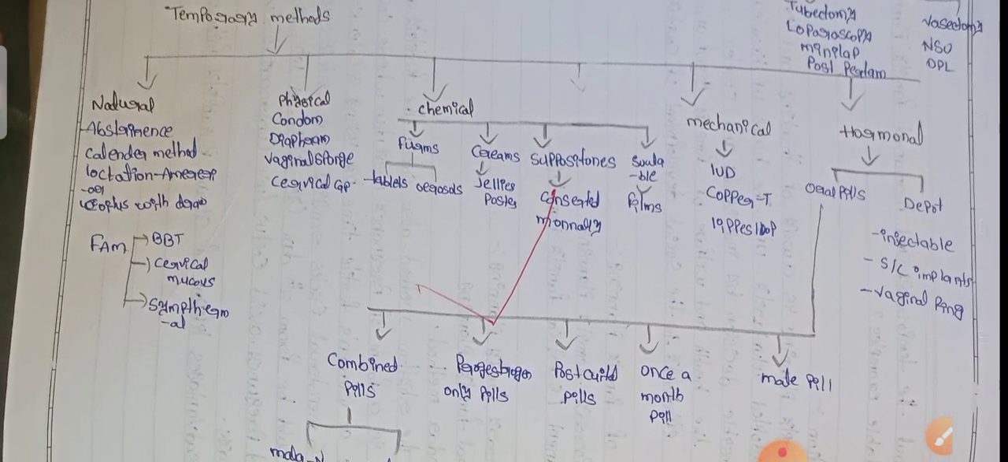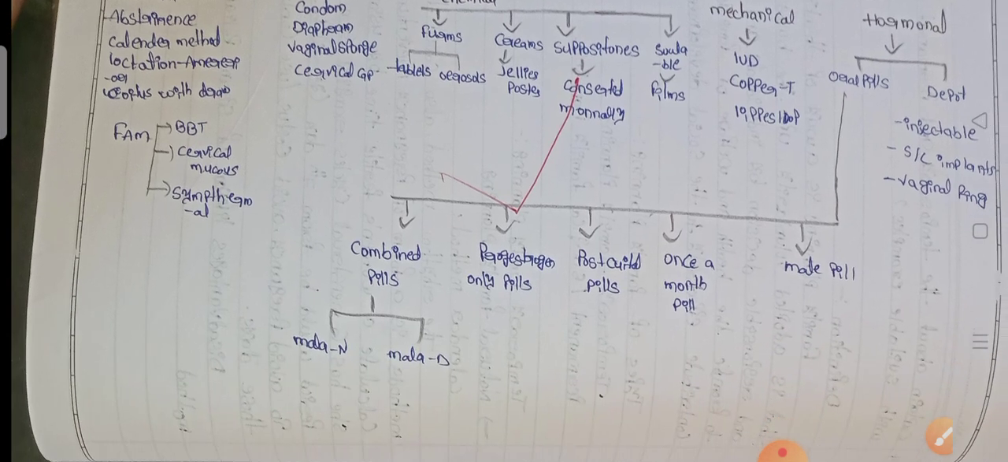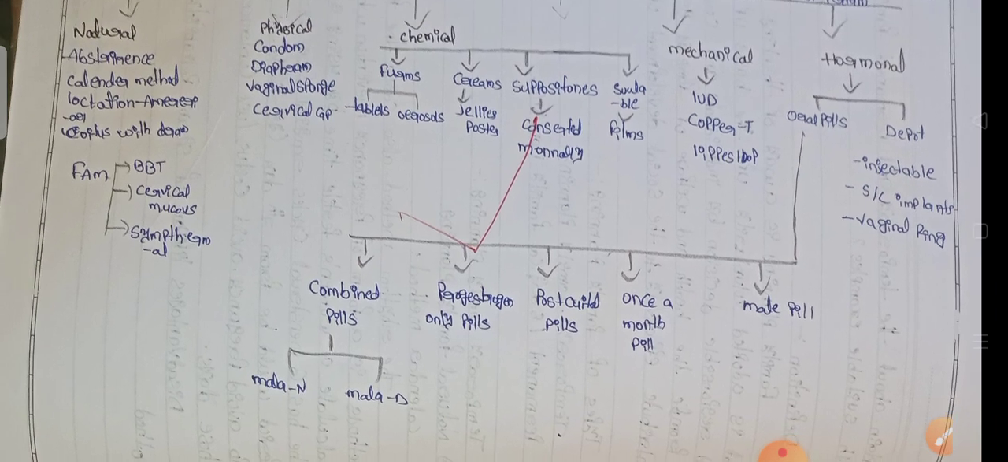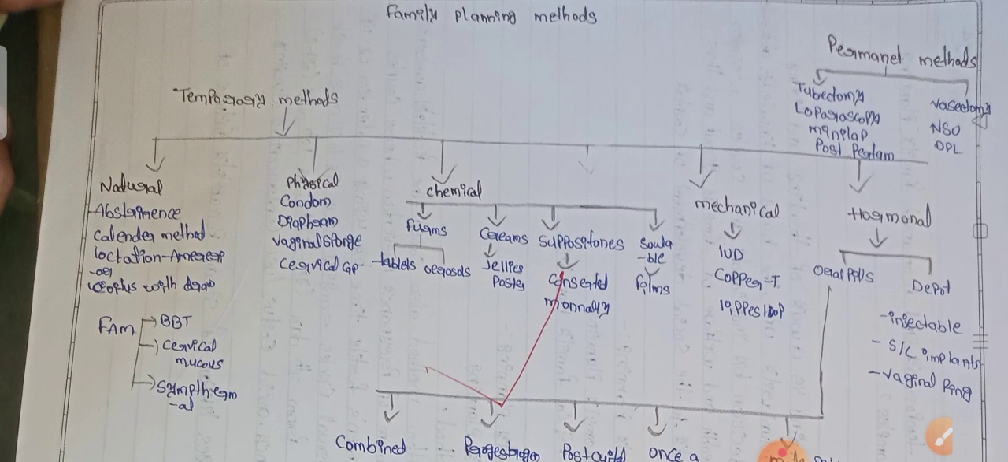Mechanical: IUDs. Hormonal: oral pills and depot. Oral pills: combined pills, Mala-N and Mala-D, progesterone-only pills, postcoital pills, once-a-month pills, male pills. Depot injectables, subdermal implants, vaginal rings. Next one is the permanent methods: tubectomy, laparoscopy, minilap, postpartum.